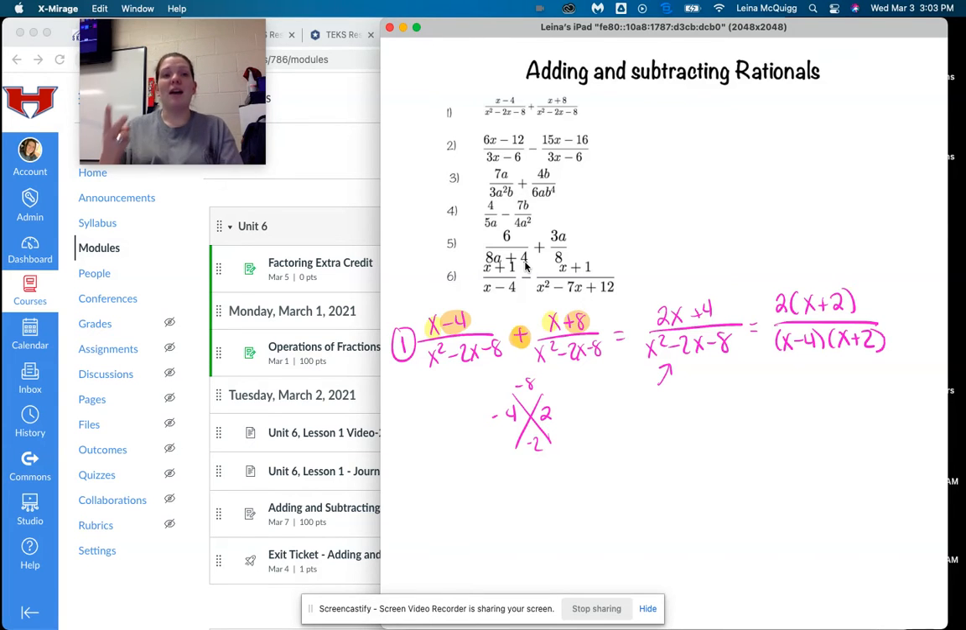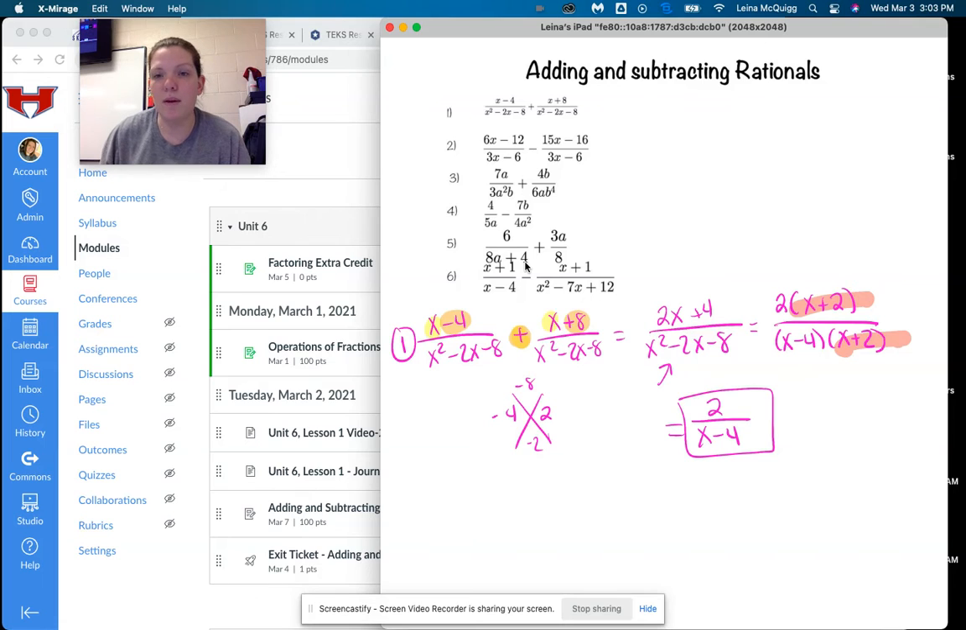So now I see something in the top and the bottom that's the same. And those will cancel each other out. Let me use a different color here. So this and this are the same. They undo each other. I'm multiplying and dividing by the same thing. So those undo each other. And I'm just going to be left with 2 over x minus 4. And that would be my final answer here.